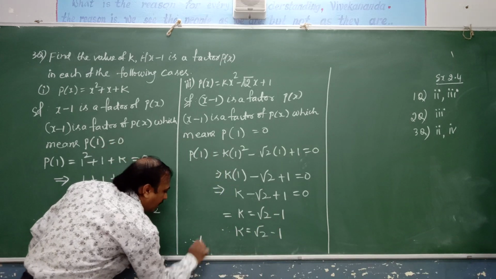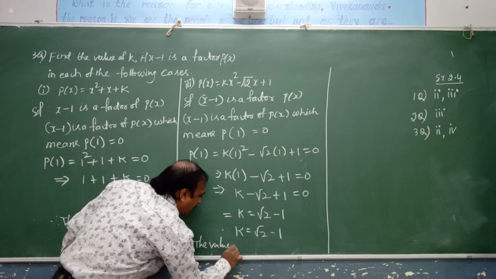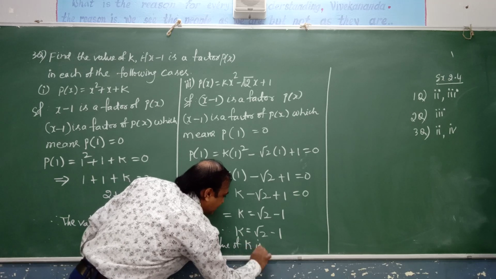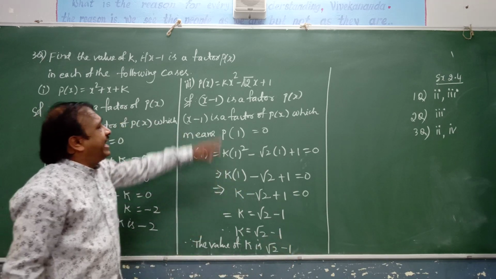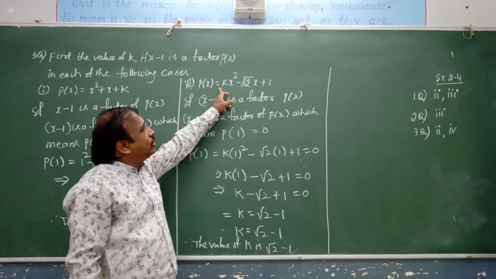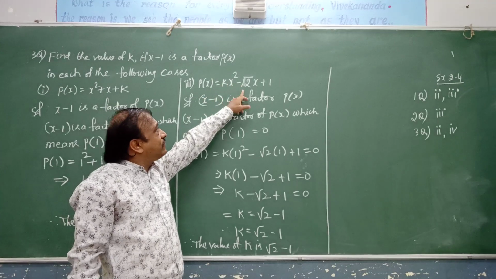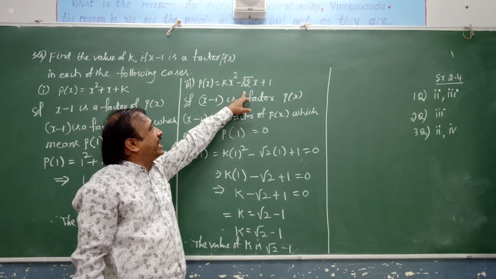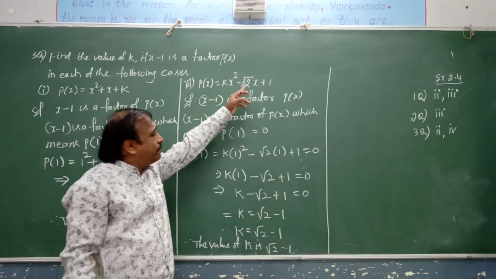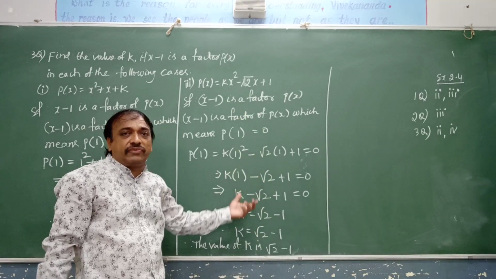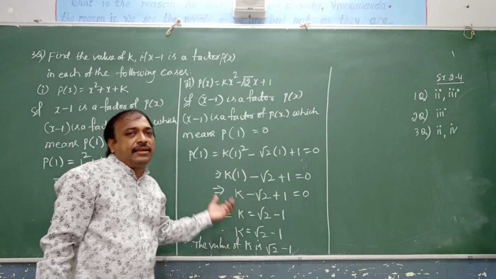The value of k is root 2 minus 1. If the value of k is root 2 minus 1, then this will become plus root 2, minus root 2 gets cancelled. Then minus 1 and plus 1 also will get cancelled. Then that's why you are obtaining the remainder as 0.